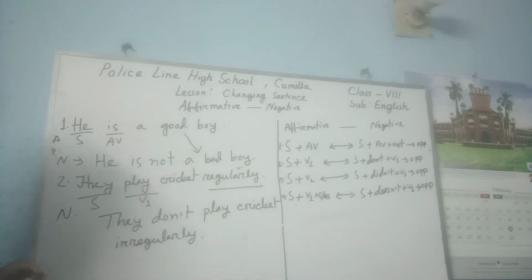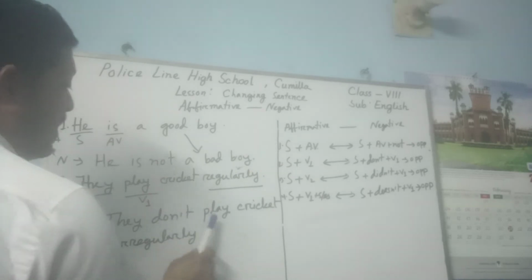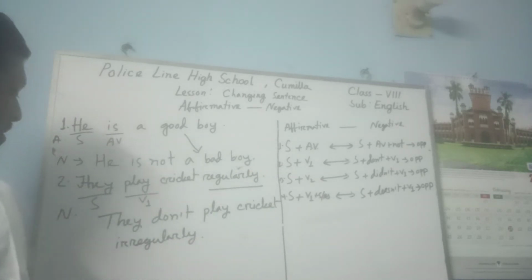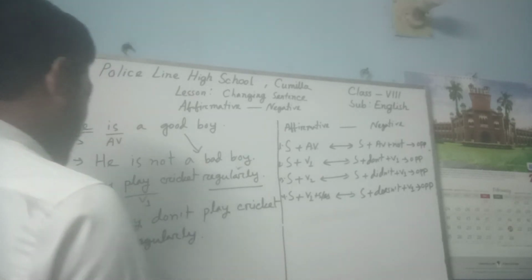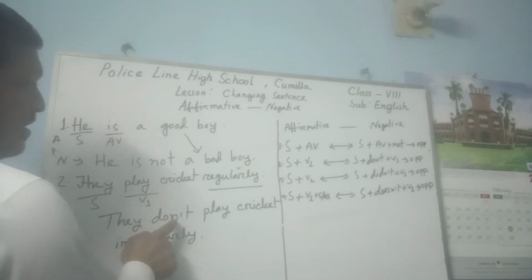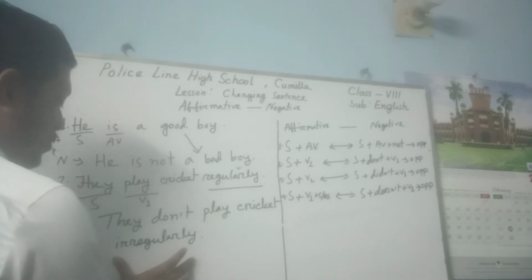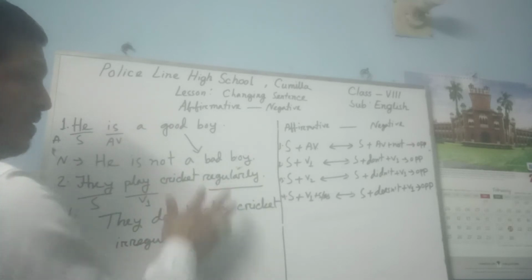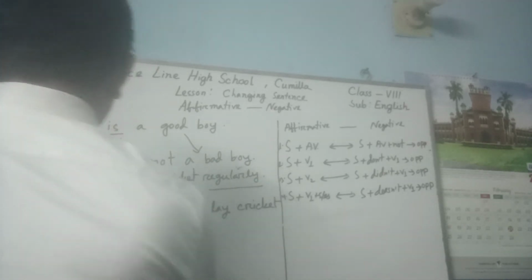So look at the two sentences. First one, they play cricket regularly, and second one is they don't play cricket irregularly. So at first in the affirmative I write subject, then verb, then others, and in the negative I write here at first subject, then don't, then use verb 1 play, then cricket, and I use here opposite word irregularly instead of regularly. Okay, I finished rule 1 and rule 2.